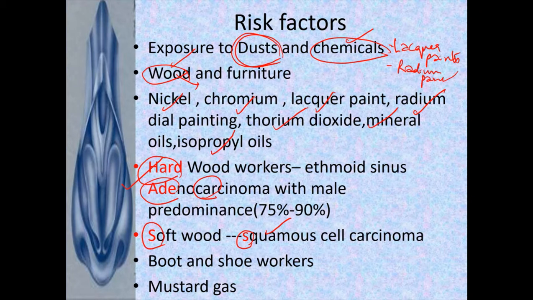of the nose, though very rare. And boot and shoe workers, that is the leather industry, is also associated. Mustard gas is also associated with this. Especially hardwood workers and softwood workers, especially mahogany. Mahogany is one of the plants in the Himalayas. In the Himalayan belt, hardwood workers get adenocarcinoma, especially the males. Keep it in mind.